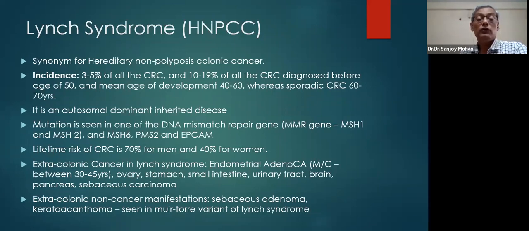Lynch syndrome, also known as HNPCC. The incidence is 3 to 5% of all CRC and 10 to 19% of all CRC diagnosed before the age of 50. The mean age of development is 40 to 60 years, whereas sporadic carcinoma develops after 60. It is an autosomal dominant inherited disease.